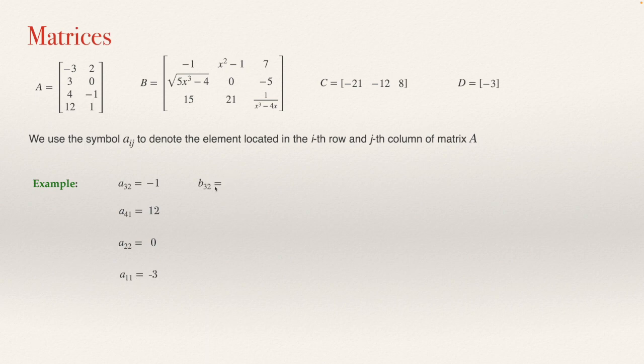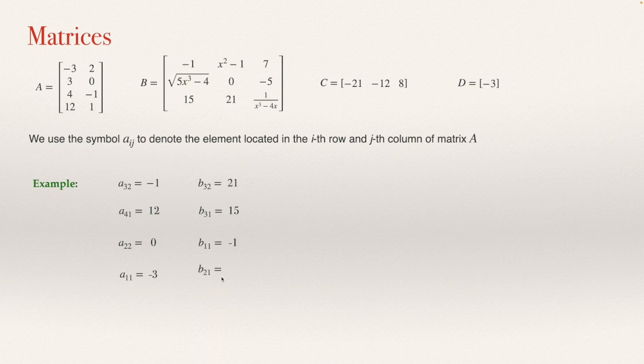For example, if somebody asks me, what is B32? Small b32 will be the element in matrix B that is in the third row, second column. So there will be this 21 here. Or the element b31 will be the element in matrix B in the third row, first column. So it will be this 15. Or B11 will be the element in matrix B in the first row, first column. So it will be this negative 1.